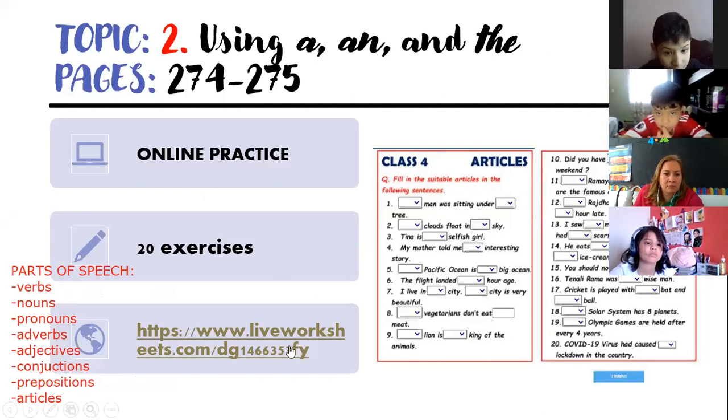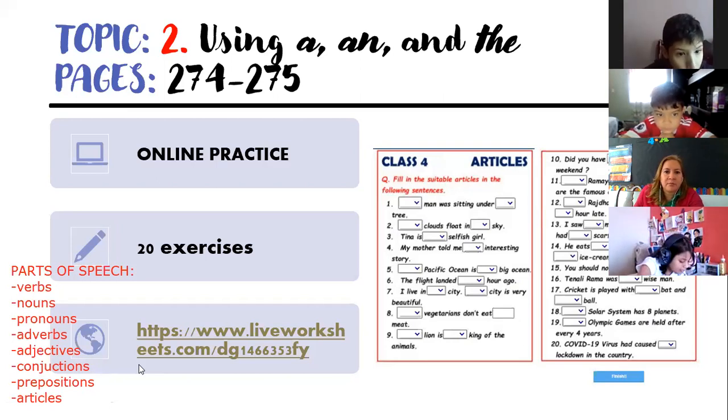Man, what article are you going to use? What articles are you going to use? A. Can you see the worksheet on my screen? Miss, I'm on the cell phone. Ah, you cannot do it if you are connected, right? Okay, so look at the exercises and you do it later on.